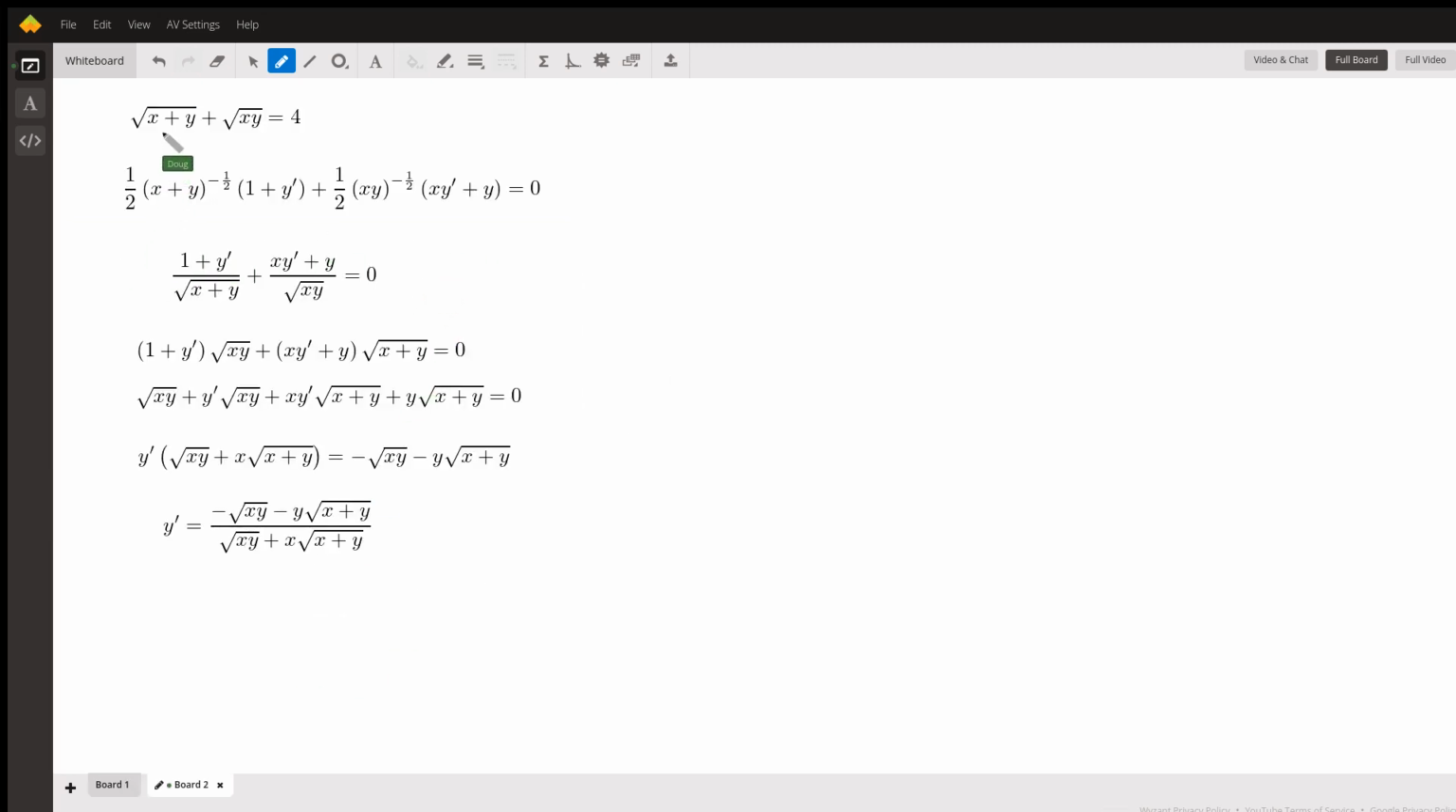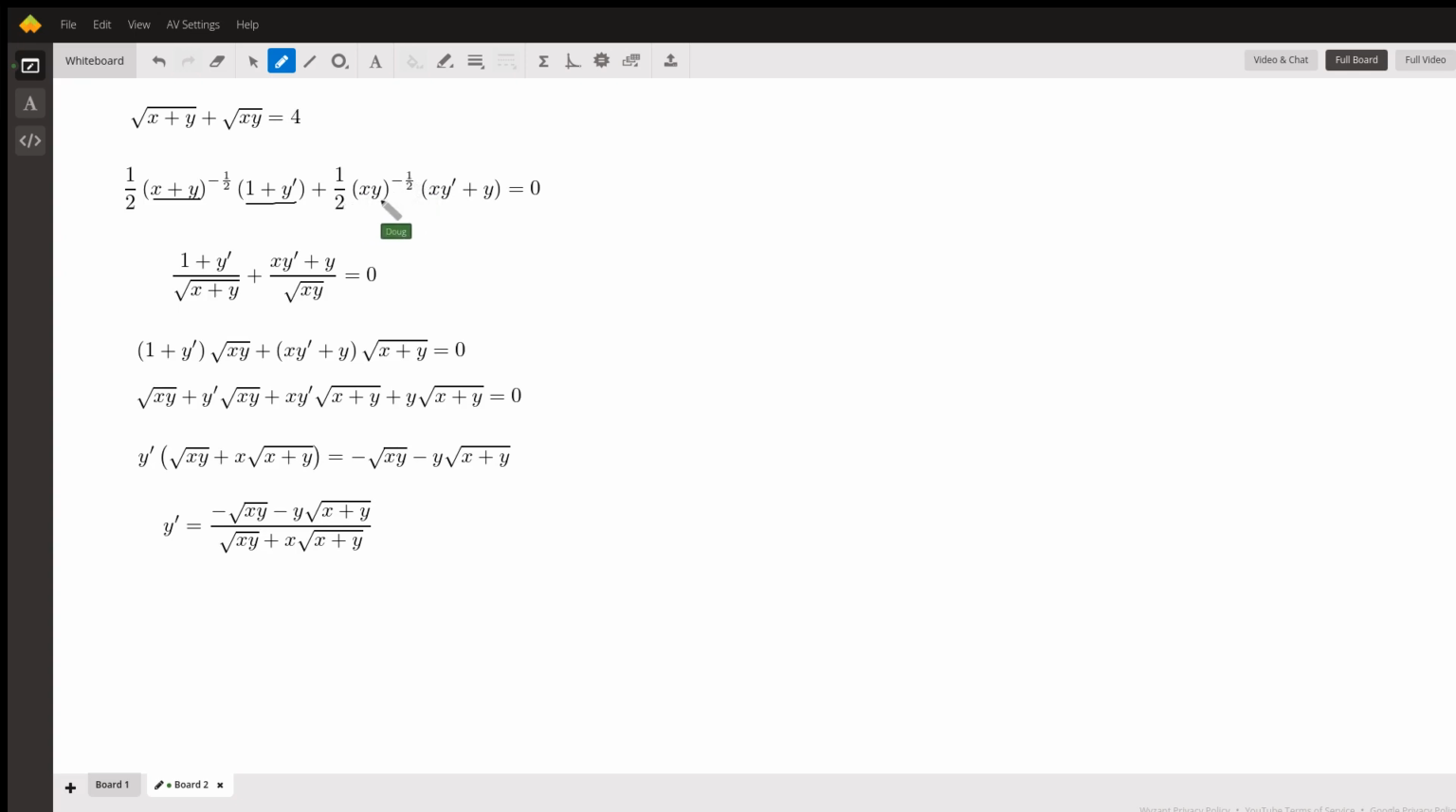Okay, so we'll put x plus y to the 1/2 as a replacement for the square root. Same for the product xy. Apply the product rule, 1/2, reduce the exponent by 1. Here's the chain rule. The derivative of the inside, the derivative of x is 1, the derivative of y is y prime. Similarly, 1/2, reduce the exponent by 1.